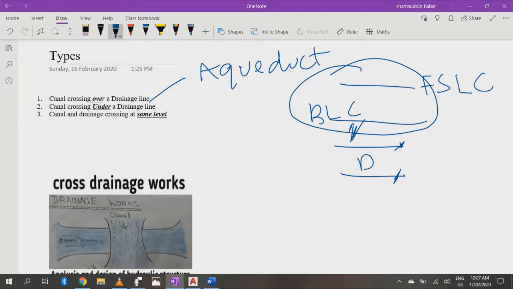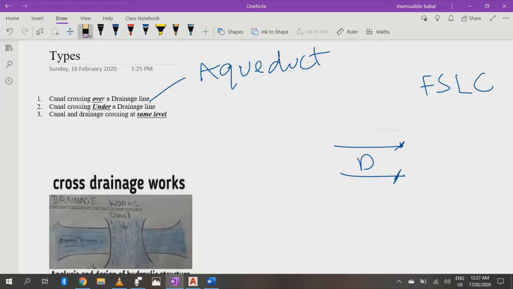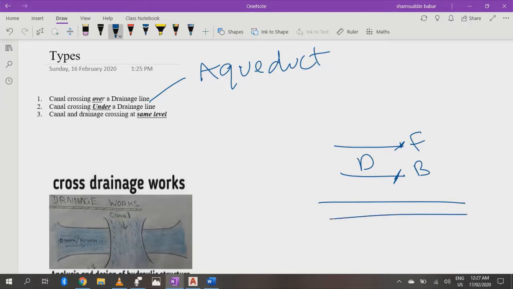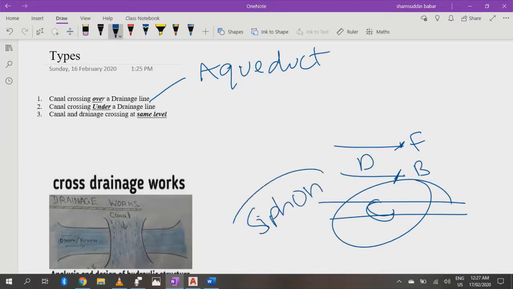Now the second type is under a drainage line. When a canal crosses under a drainage line, for example this is the canal, and it crosses under the drainage line. Now this is my drainage, full supply level and bed level. This is my canal and it is crossing below the drainage line. In this condition, the structure which helps the canal to cross under a drainage line is known as a siphon. Now this is a siphon.